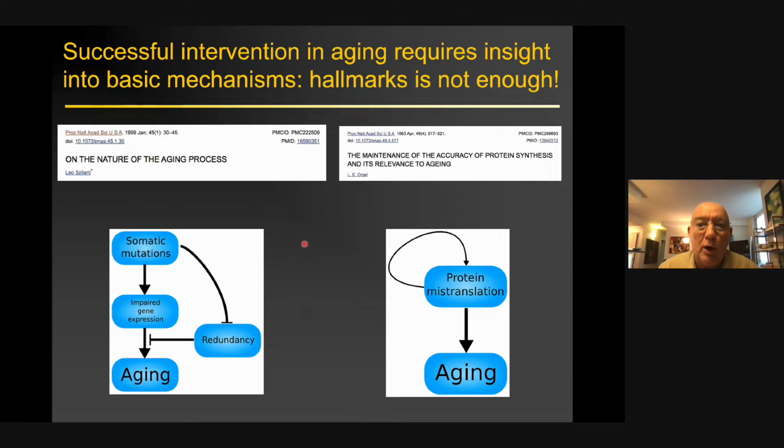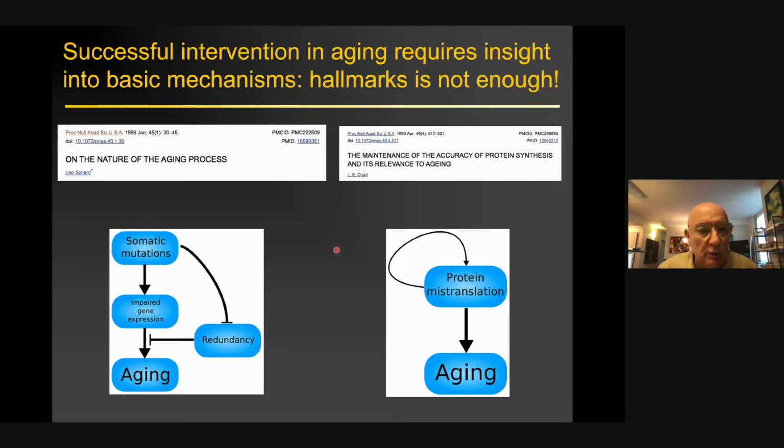There are, of course, hallmarks, but the question is if hallmarks are enough, because, of course, we will never know what are the primary and secondary causes. There's probably a hierarchy of changes that are happening during aging, and fixing hallmarks or fixing symptoms is not what you ultimately want to do.